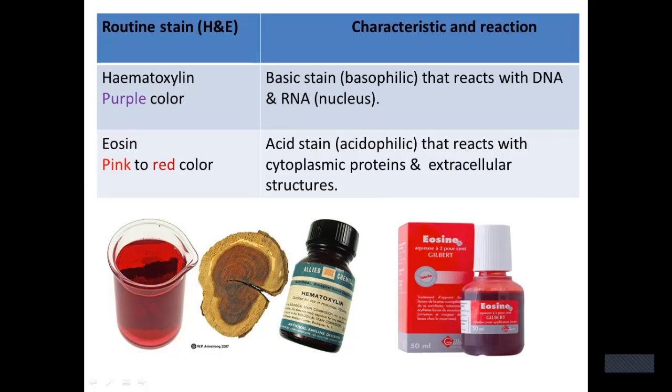Eosin is pink to red in color. Eosin is characterized as an acid stain, or acidophilic. This stain reacts with the basic component of the cell, for example, the cytoplasmic protein. The acid stain reacts with the basic component of the cell, for example, the cytoplasmic protein and extracellular structures.